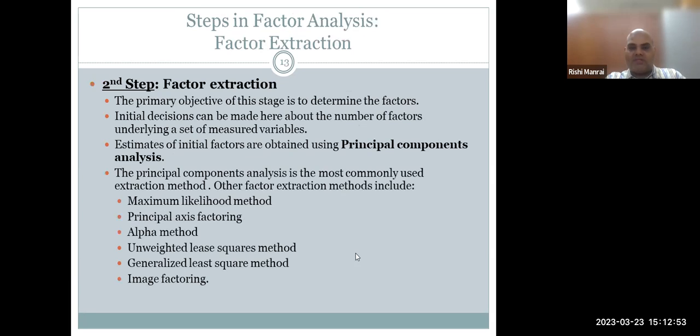Okay. Step 2, factor extraction. Now we will start with principal component analysis, which we call the PCA factor analysis method, to calculate or extract the factors out of the variables.